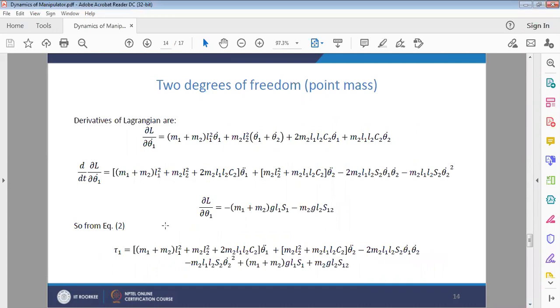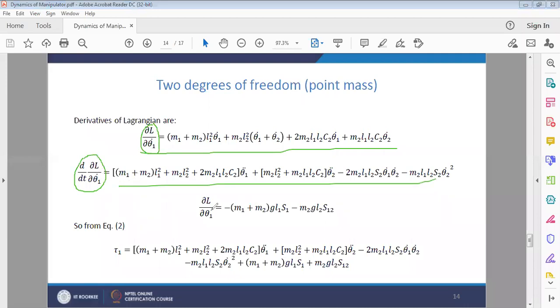Now differentiate the Lagrangian function with respect to angular velocity, with respect to time, and with respect to angular displacement. The first is the partial derivative of L with respect to angular velocity theta 1 dot. So dou L by dou theta 1 dot is equal to this one. Again you differentiate this with respect to time, d by dt of dou L by dou theta 1 dot. After differentiation, this is the equation.